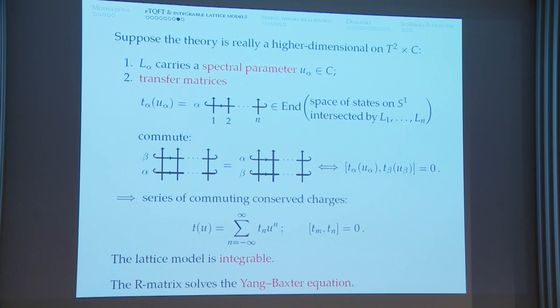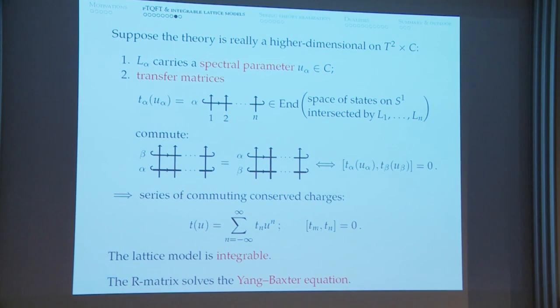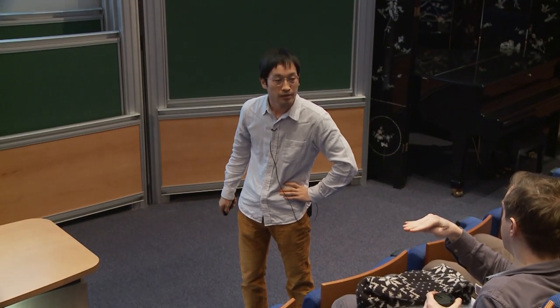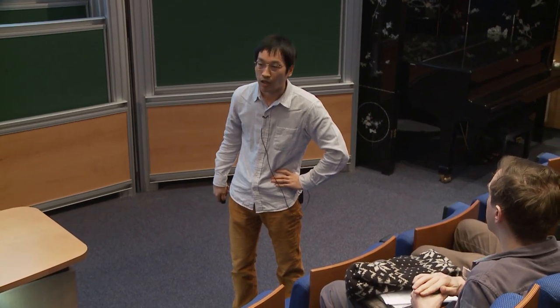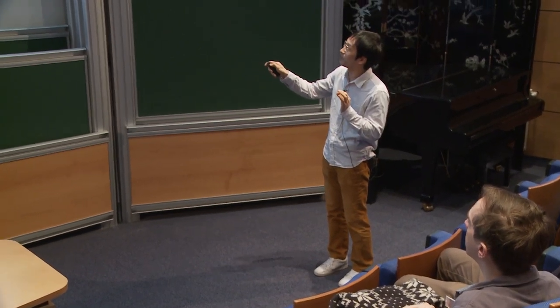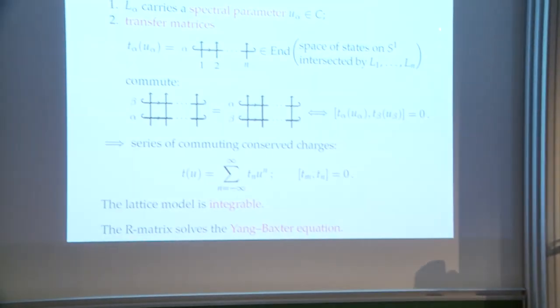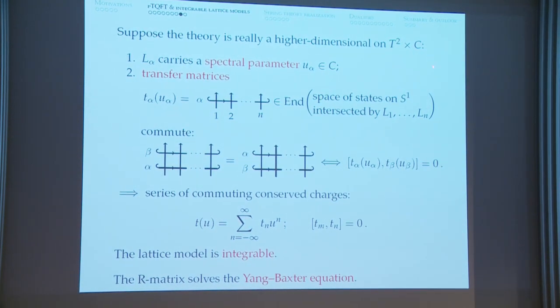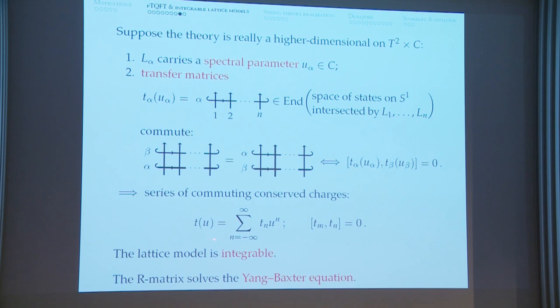Yes? Do you mean the R matrix has a spectral dependence and it's a Yang-Baxter equation with a spectral parameter? Or do you mean the constant R matrix? No. It depends on spectral parameters, assuming that the higher dimensional theory is not topological on C. So this theory is topological on T^2 but not on C, so that I get a non-trivial dependence on the spectral parameter. So how do you recover, you started with a constant R matrix in the previous discussion? You had a constant R matrix. No, I didn't assume anything there.